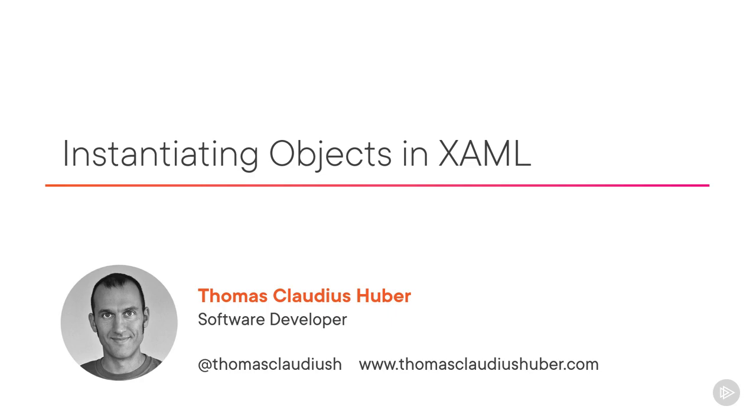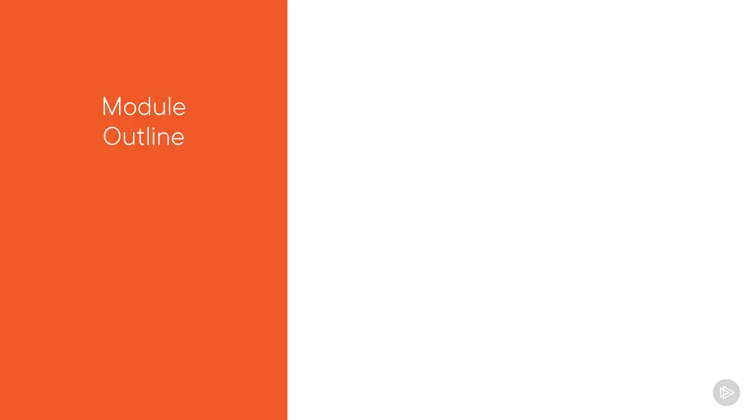Welcome to the module Instantiating Objects in XAML. My name is Thomas Claudius Huber, and in this module you will learn how to use elements and attributes in XAML to instantiate objects. Let's take a look at the module outline.